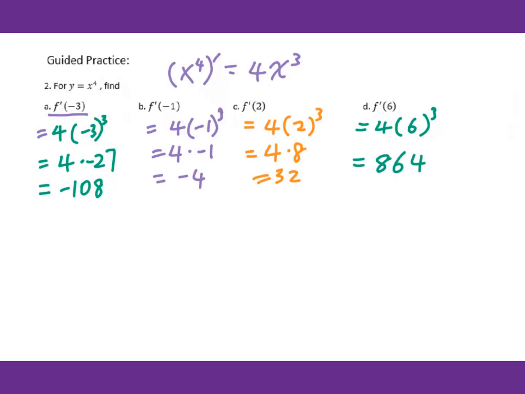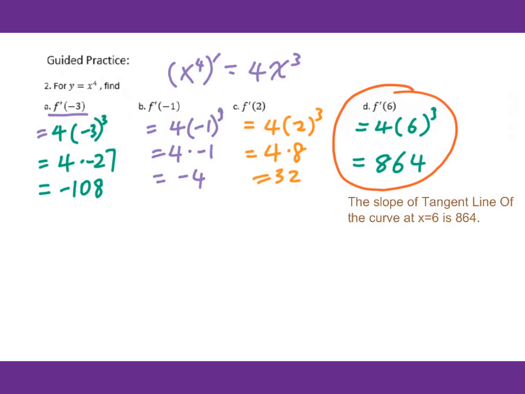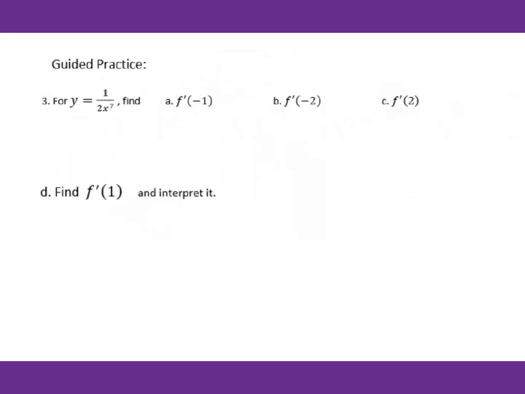864. We can interpret derivative of f of 6 equals 864. We know the definition of derivative means the slope of a tangent line. So we can interpret derivative of f of 6 equals 864 like this: the slope of the tangent line of the curve at x equals 6 is 864. Let's go to guided practice 3.